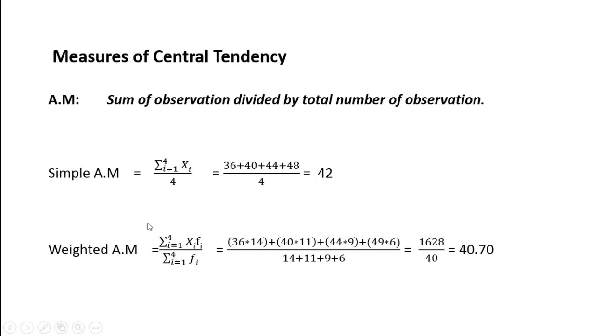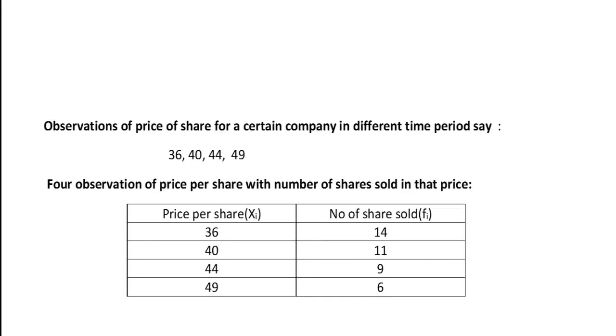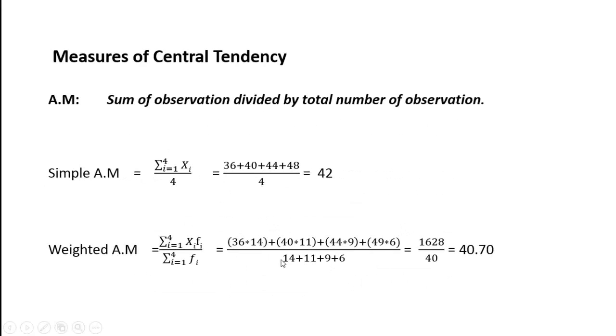The formula for weighted arithmetic mean is sum over i running from 1 to n xi fi divided by summation fi. That is, 36 into 14 plus 40 into 11 plus 44 into 9 plus 49 into 6 divided by sum of all these frequencies. That is 1628 divided by 40. Thus we get weighted arithmetic mean as 40.70.